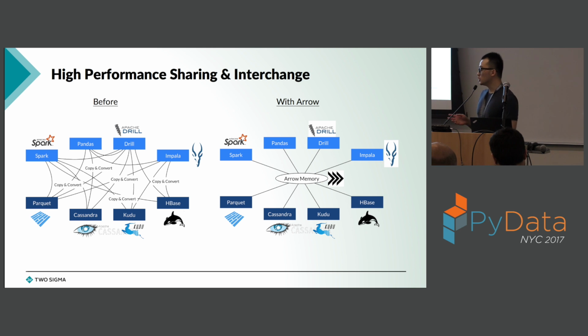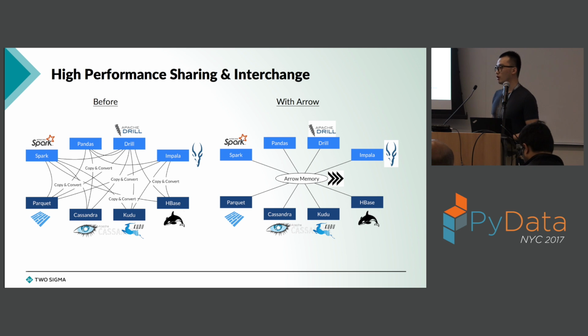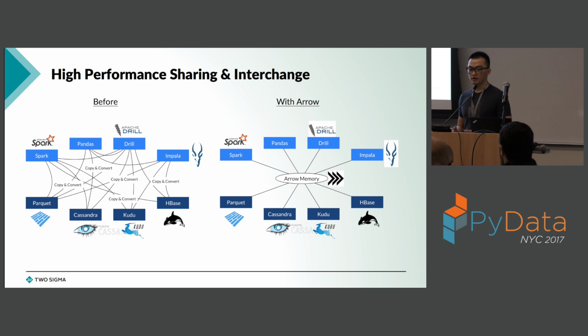Without Arrow, for each pair of systems that want to talk to each other, the developer has to write specific code to convert the different formats. And also, that code is probably not efficient enough because it involves a lot of copying. The idea with Arrow is if everyone knows how to convert the data structure to Arrow, or better, if they can use Arrow internally as the data structure, then they can just talk to each other much more easily.